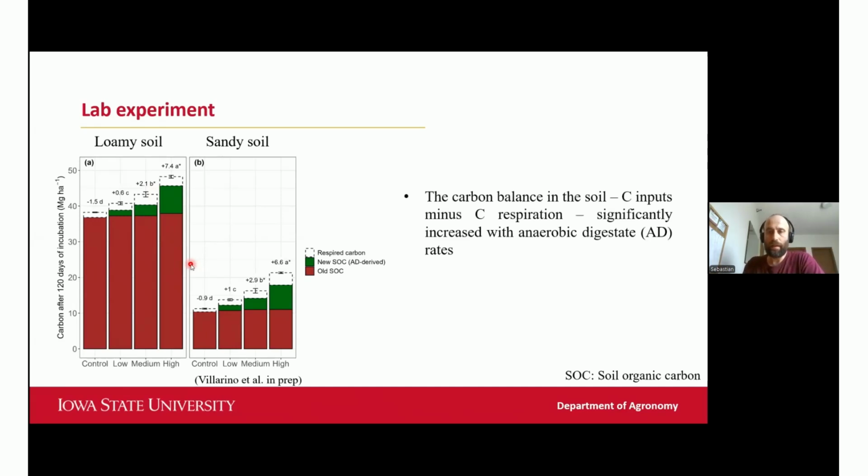So something that we can see here is that the carbon balance in the soil increases with the anaerobic digestate rate. So when we apply more anaerobic digestate, we increase the carbon balance. And the other thing is that the soil organic carbon formation efficiency of the digestate is about 60–70%, which is pretty high.